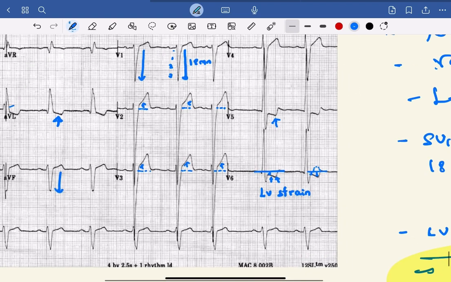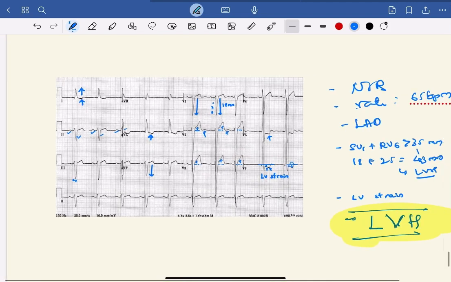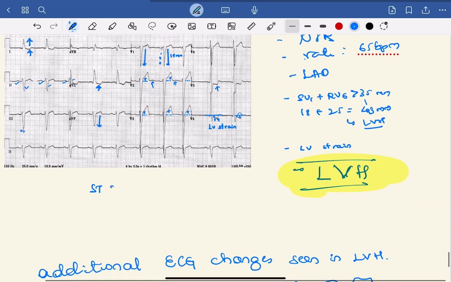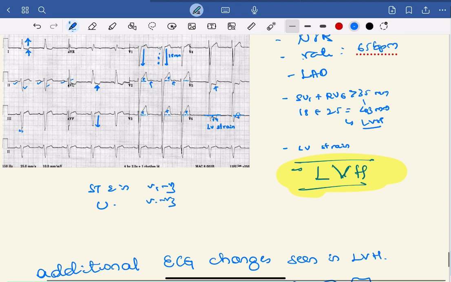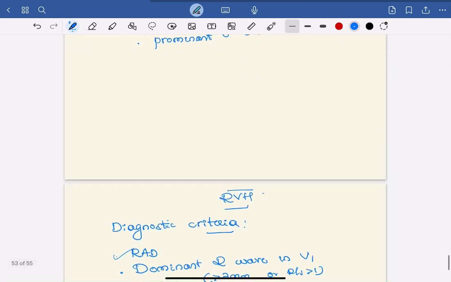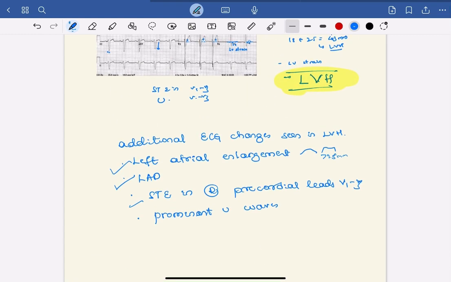So ST elevation in right precordial leads like V1 to V3, and prominent T waves in V1 to V3. See, there is a prominent T wave. These are T waves. So these additional findings include ST elevation in V1 to V3 and prominent T waves in V1 to V3. So these are the additional features that may be present with LVH. So I hope you got a few information about LVH, how to identify it in a given ECG.